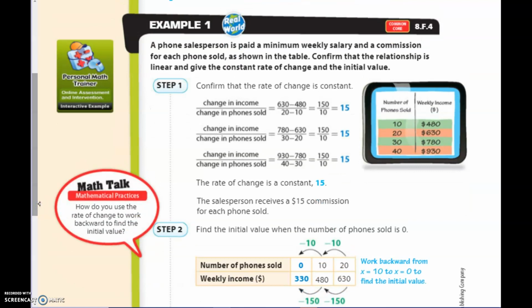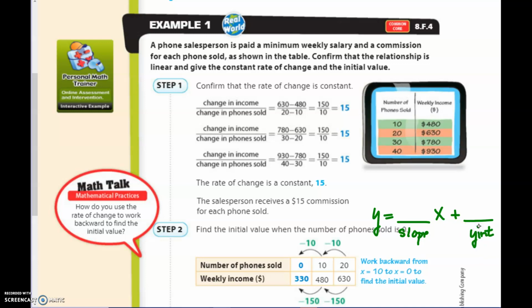All right, so let's look at example number 1 here. In example number 1, they're talking about a salesperson selling phones who is paid a minimum weekly salary and a commission for each phone sold. So whether they sell 0 phones or 2 phones or 15 phones, they get paid an initial value. So just for coming to work, they get paid. And if they sell no phones, they still get a base salary or an initial value. So if they want us to write an equation here, what we're looking for is something like y equals blank x plus blank. So we need the slope here, and we need the y-intercept here.